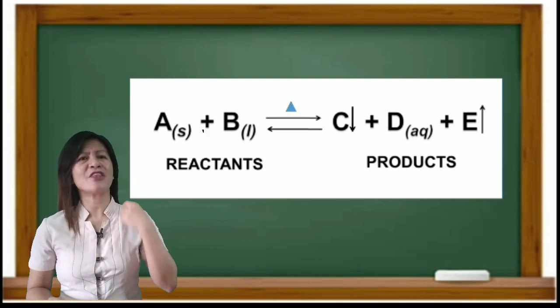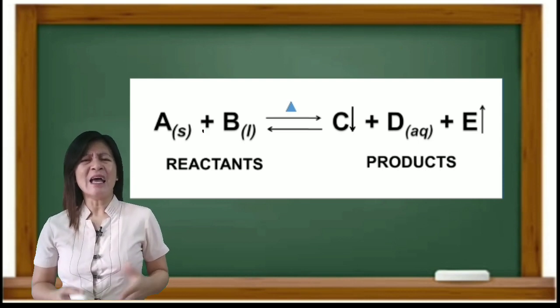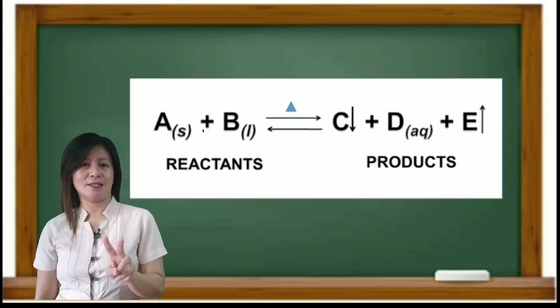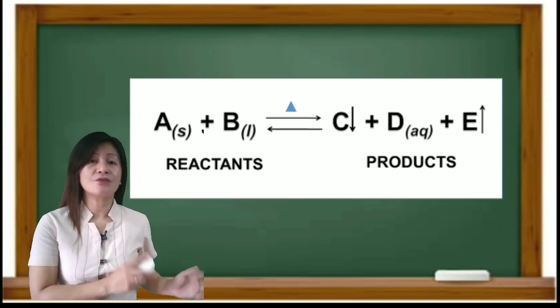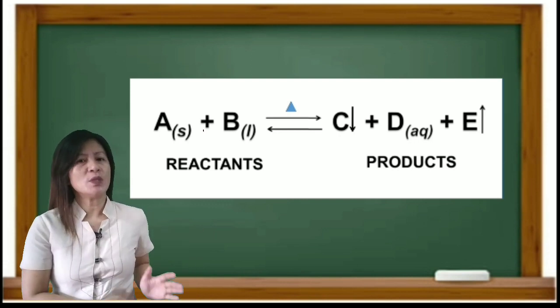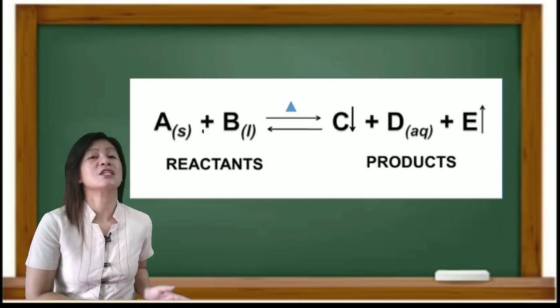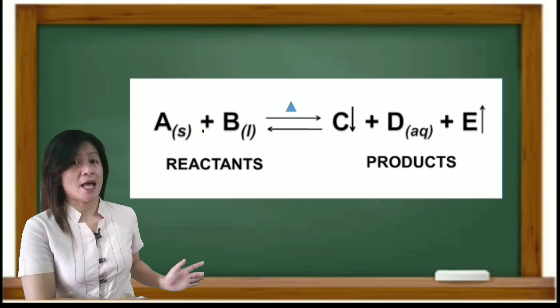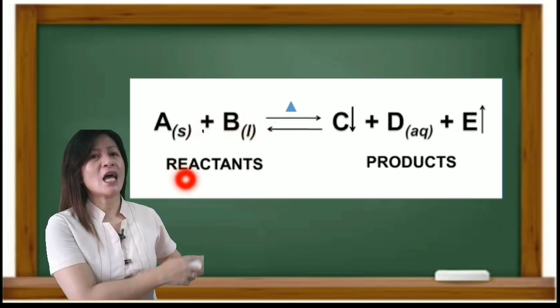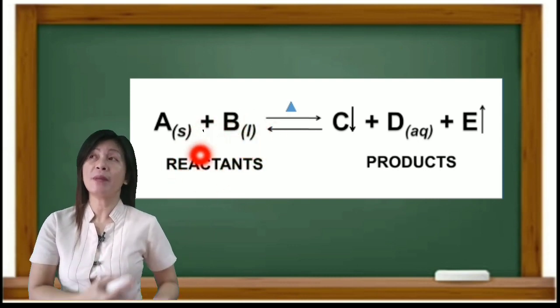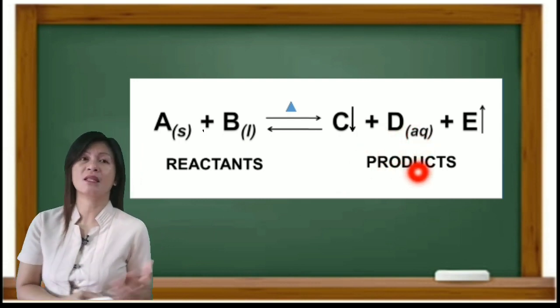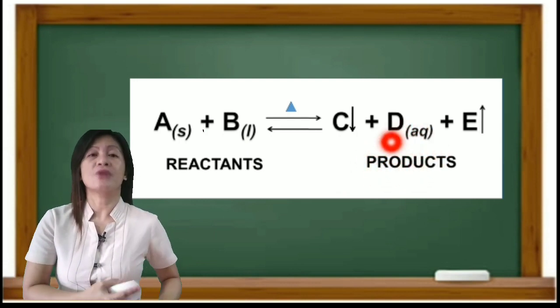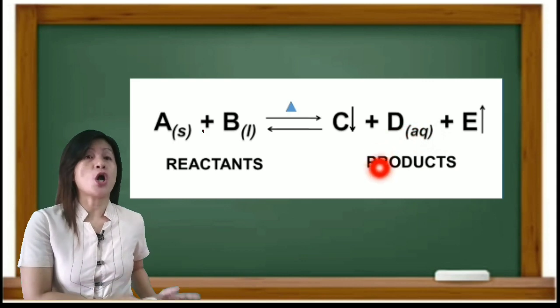So just like a mathematical equation, a chemical equation has two sides, the left side and the right side. On the left side, you will see the symbols or formulas of the substances that undergo the reaction and are called reactants. On the right side of the equation, you will see the formulas or symbols of the substances that are formed after the reaction and are called products.